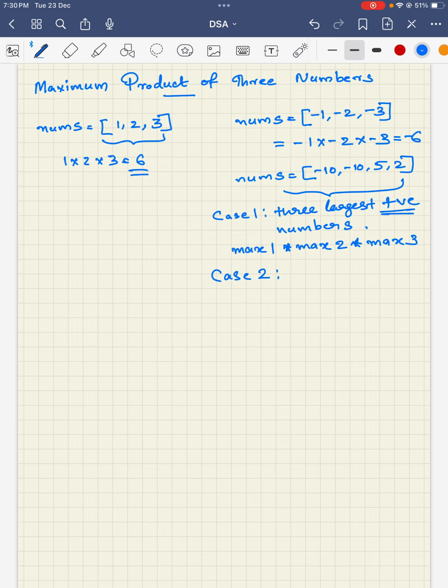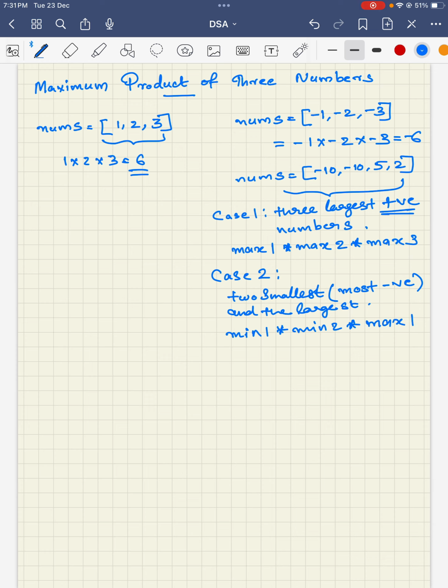And case 2 would be to pick the two smallest, that is, the most negative, and the largest. So in that case, minimum 1 multiplied by minimum 2 multiplied by maximum 1. So let's try to analyze these two cases. Either this would be the answer or this would be the answer. That's what we are saying.